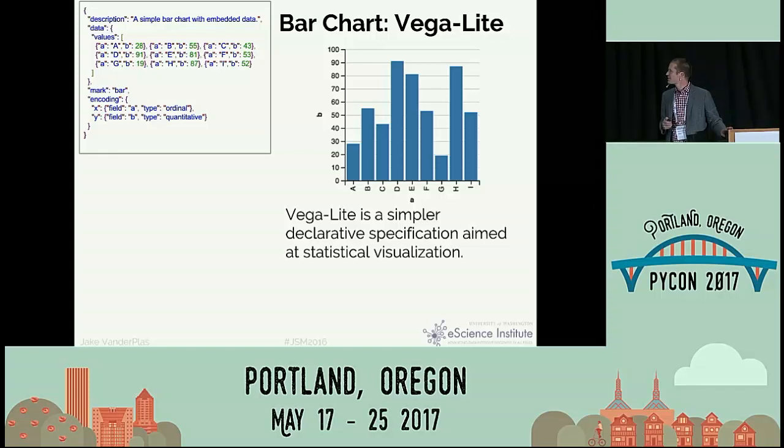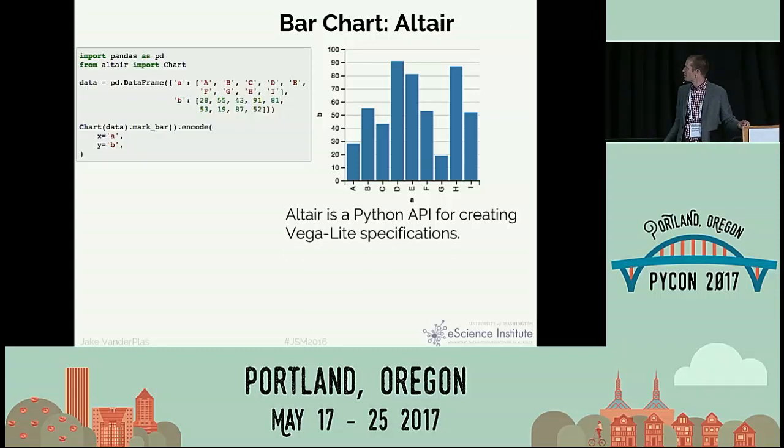So what the Altair library does fundamentally is it's a Python API that creates these outputs. It creates these JSON specifications. Because I like writing Python, I don't like writing JSON by itself. So Altair, this is what it looks like. You have the data in a data frame, and you say, I want a chart with that data, I want a mark bar, and I want x to be A and y to be B.